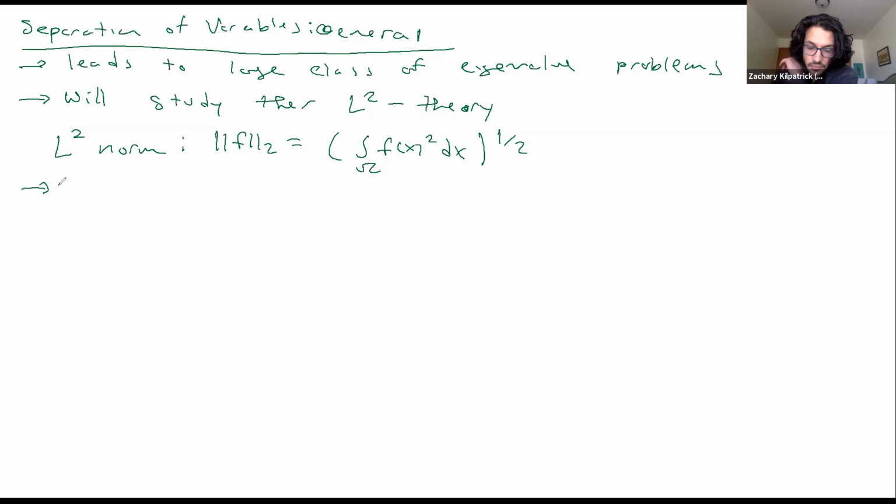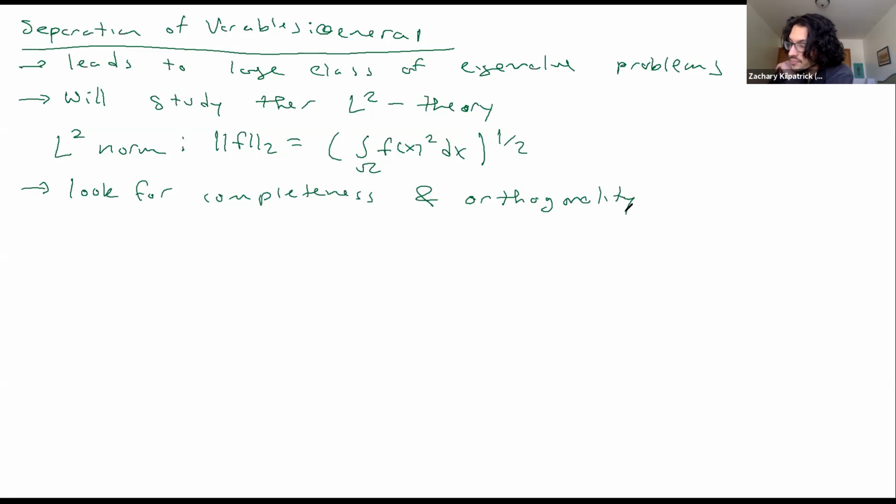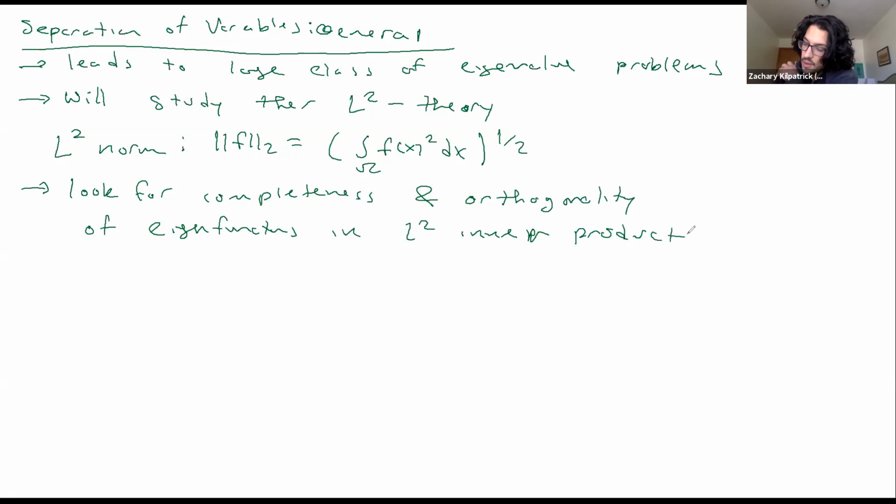So what are we going to look for? We're going to look for completeness and orthogonality of eigenfunctions in the L2 inner product, okay, and we're going to talk more about that, but essentially that's the machinery that we're going to work with, okay.